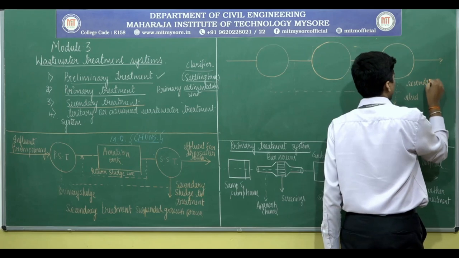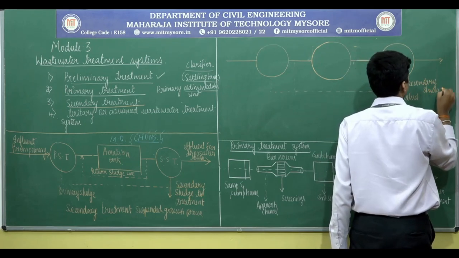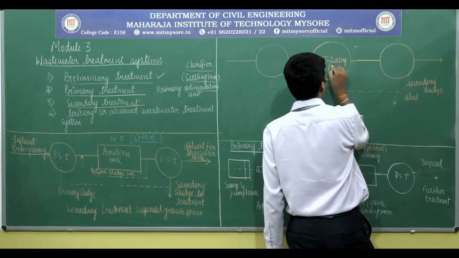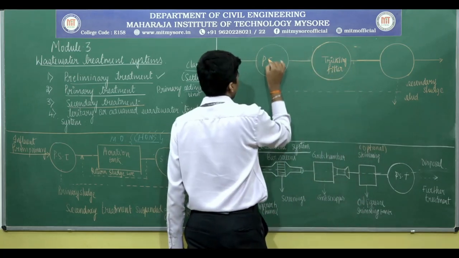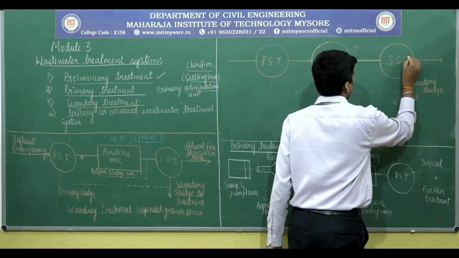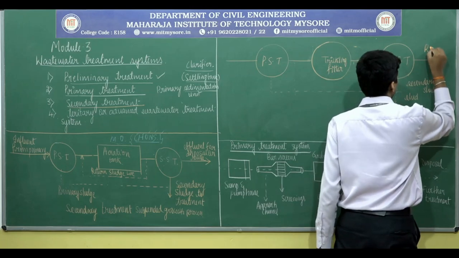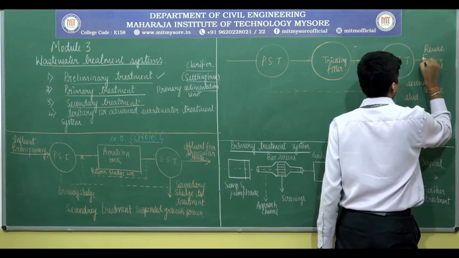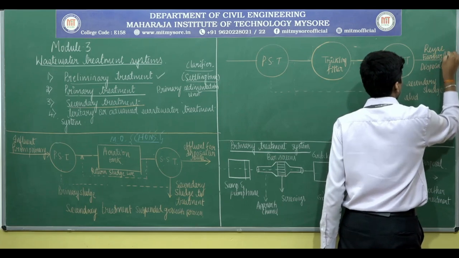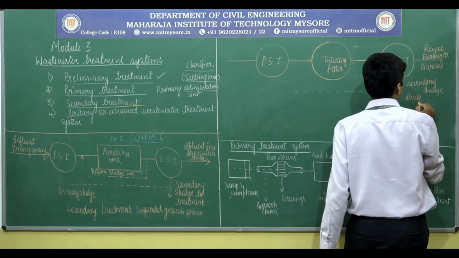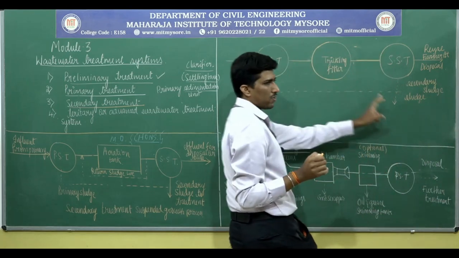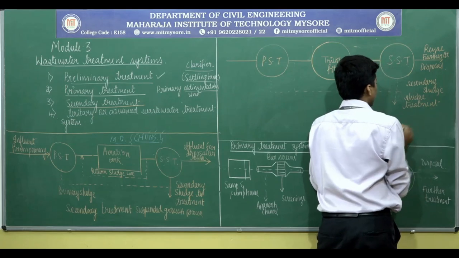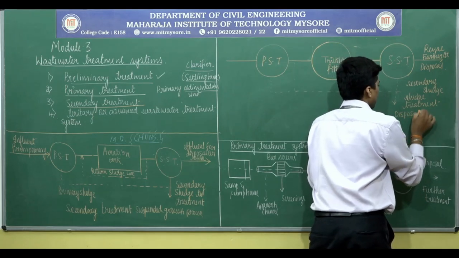We have a secondary sludge. This is the trickling filter. Primary sedimentation tank, trickling filter, secondary sedimentation tank, either for the reuse, or for the disposal conditions, or for the treatment. For the sludge arising again from the primary and secondary sedimentation, we have sludge treatment facilities. Sludge treatment, and then finally it is subjected to disposal or reuse.